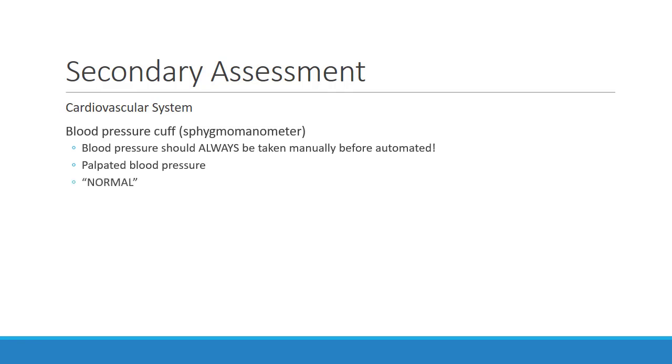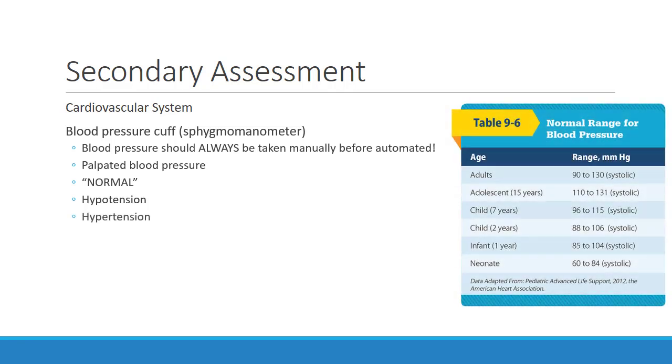So again, we need to know what's normal for this patient. Hypotension is a blood pressure that is lower than normal, and hypertension is a blood pressure that is higher than normal. And here in this chart, you see normal blood pressure ranges for different age groups, and this shows the systolic blood pressures of these various age groups.